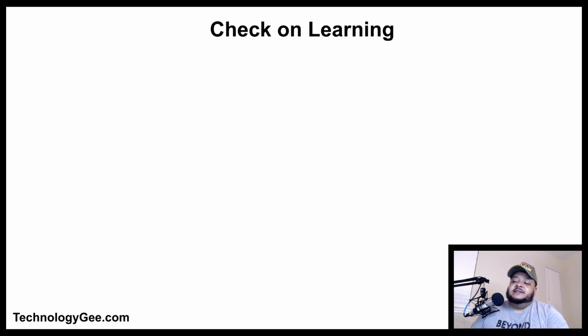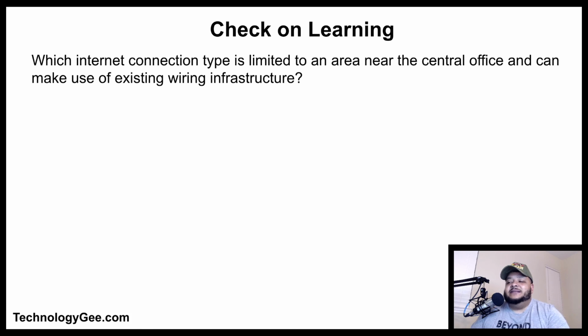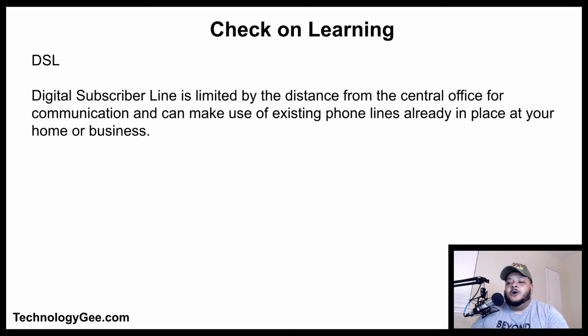And the final question is, which internet connection type is limited to an area near the central office and can make use of existing wiring infrastructure? Would it be DSL? Would it be cable? Would it be fiber? Or would it be satellite? The correct answer is DSL, digital subscriber line. This is limited by the distance from the central office for communication, and it can make use of existing phone lines already in place at your home or business.